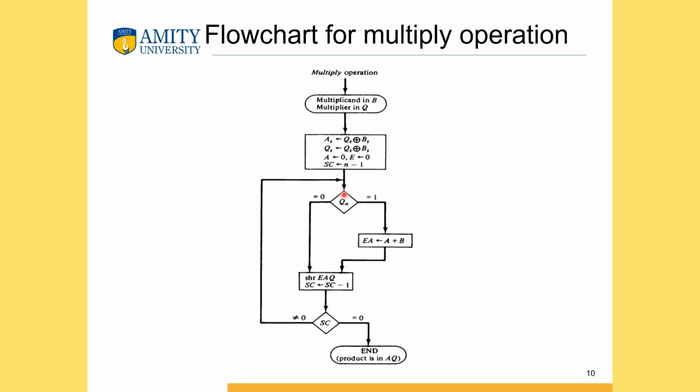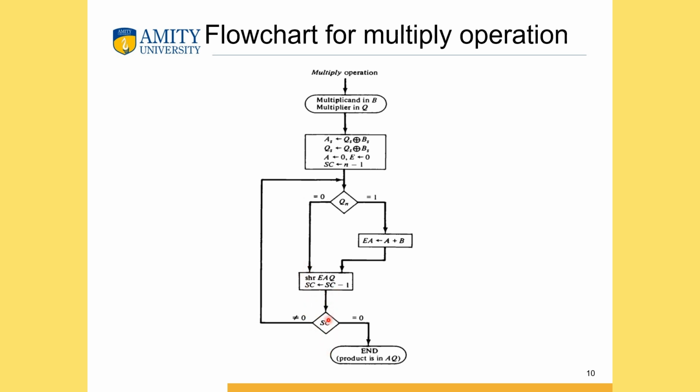So we check for Qn, the Qn that was stored. We'll compare and see if Qn is 1, then we'll be adding A and B. We'll add the multiplicand to A, and then we'll shift E, A and Q. We'll shift all of them towards the right, and sequence counter minus 1. Okay, so this will repeat again and again. We'll compare Qn value. So Qn will be the one that will define the flow of the multiplication operation. If Qn is 0, we'll just shift each of these 3 to the right, and sequence counter minus 1.